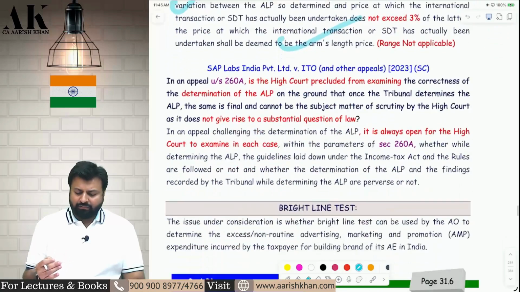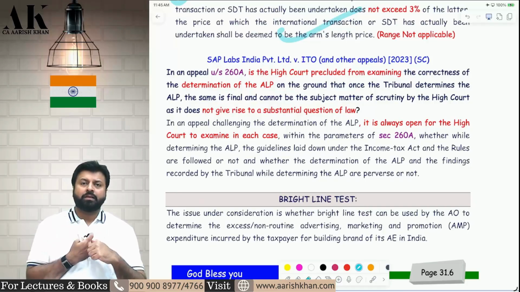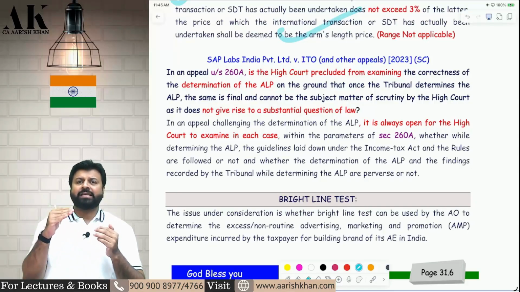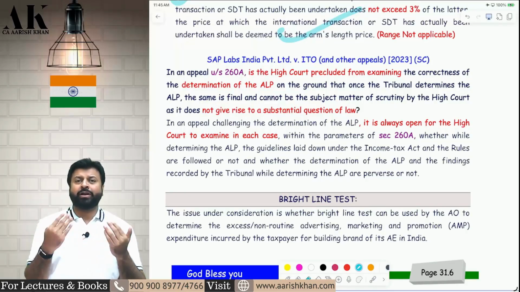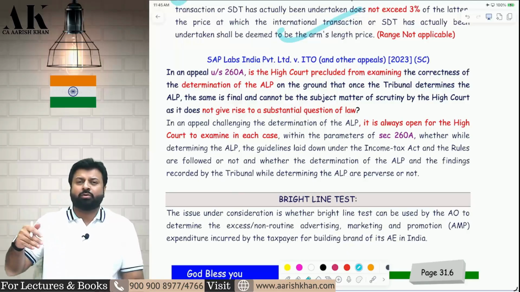Okay. Now, there are some issues over here. One is the Supreme Court judgment and the second one is the bright line test concept, which I will be saying now. So what does the Supreme Court judgment say? See, generally we know, as we have done in the chapter of appeal in our classes, that ITAT is the last fact-finding authority. If you want to go beyond ITAT, there has to be a question of law. So now the question is whether the High Court has the power to determine the arm's length price, because determination of arm's length price is a question of fact. It's not a question of law.